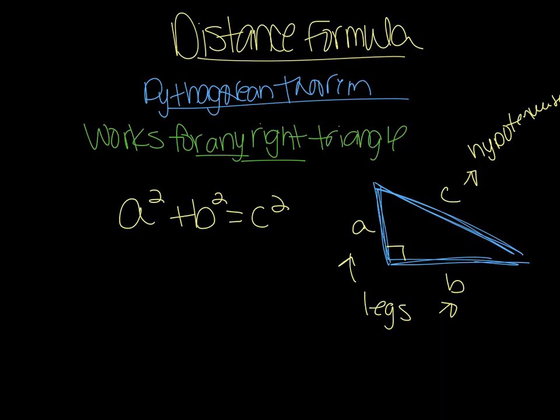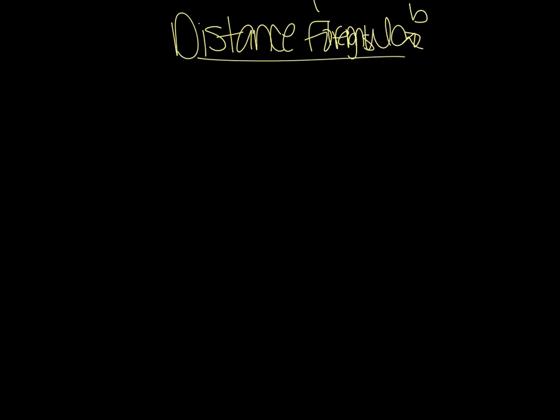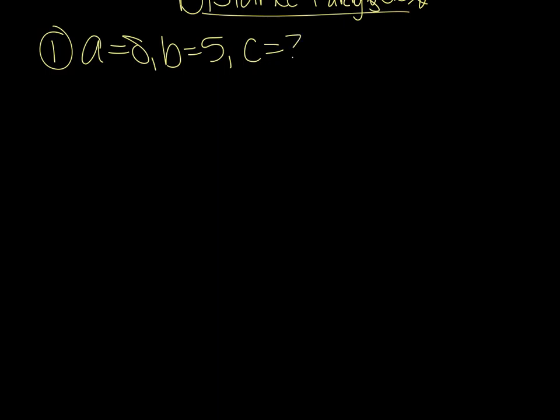Okay, so let's put some of this to work. We want to find the missing lengths. So for our first one, and they're really kind of nice in your homework today, they spell it out very nicely for you. Let's say we have A is 8, B is 5, and C, we don't know. So we're trying to find out what C is.